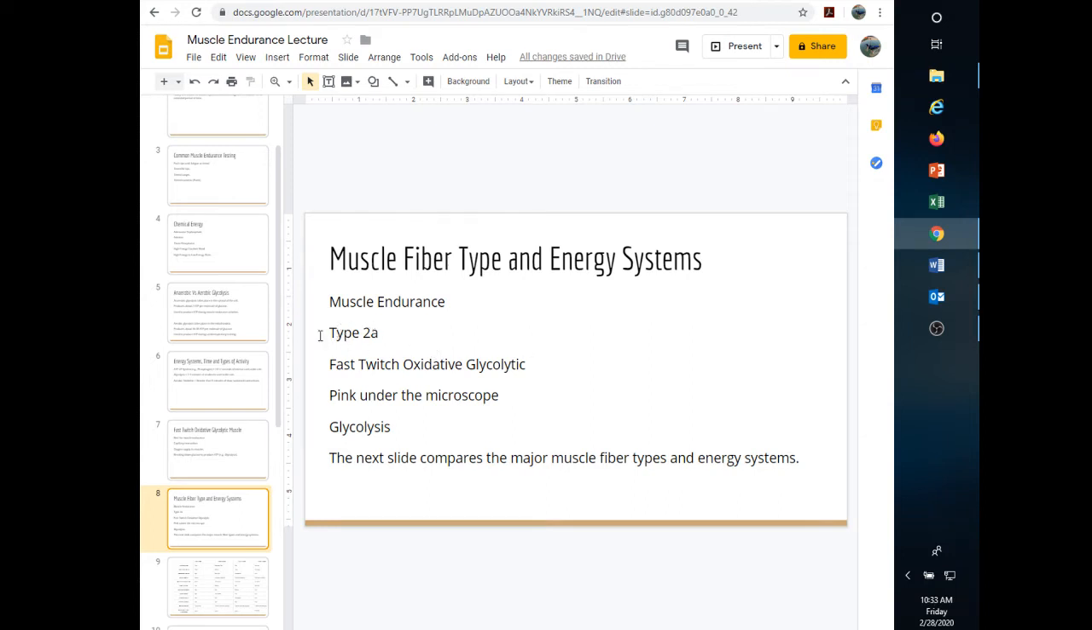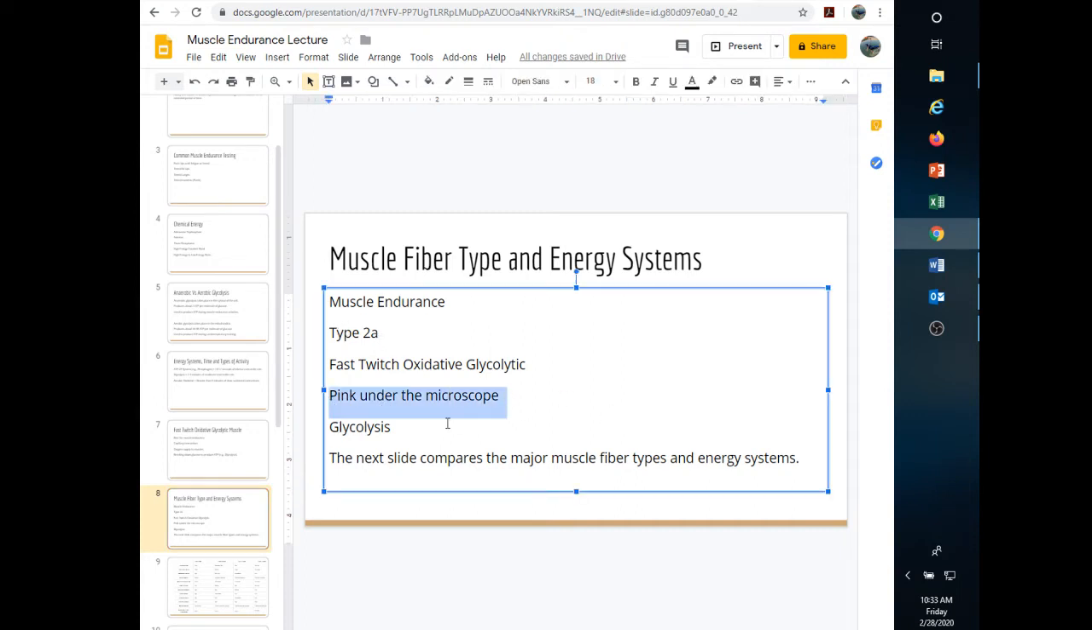Well, there are two main types of fast twitch. And if you're talking about muscle endurance, then it's type 2A. If you're talking about fast twitch glycolytic, which is more strength training, that's type 2B. So you always have to think about it. Again, like I said before, pink, if we were looking at this underneath the microscope, we're running off glycolysis.